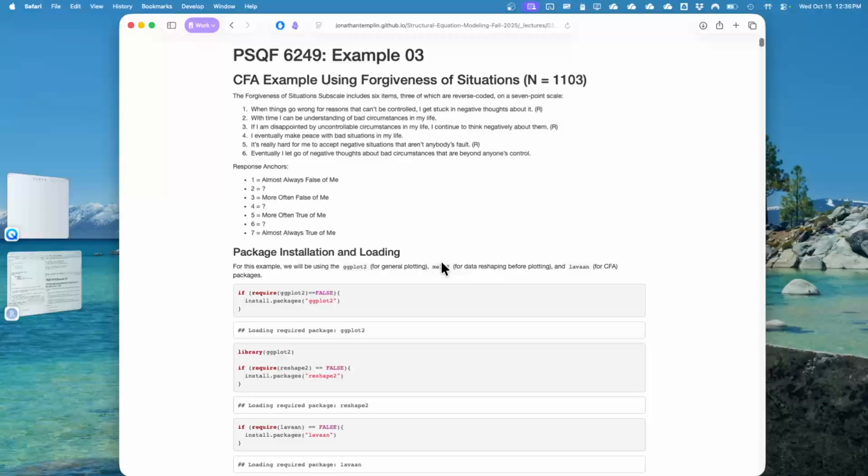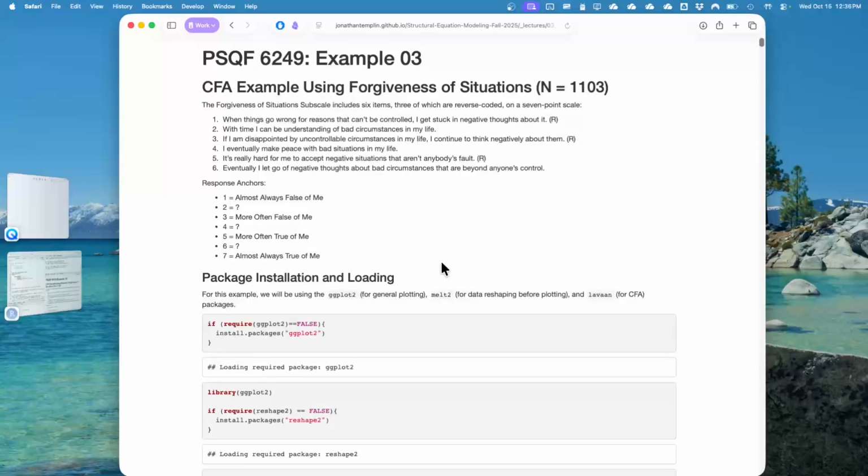So this is an example data using the forgiveness of situations scale. There were 1,103 people sampled, and there are 6 items. Each item had a 7-point Likert scale, and the items were coded with 1 through 7. Here, the questions are, when things go wrong for reasons that can't be controlled, I get stuck in negative thoughts about it. The R afterwards indicates a reverse coded item.